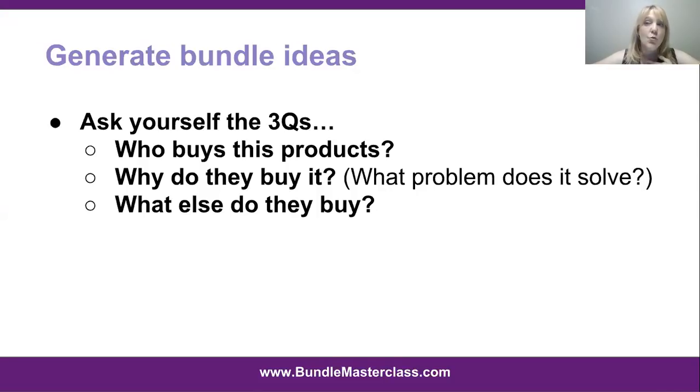And it could be that there's more than one type of buyer for a product. They buy it for different reasons, which is why it's important to ask number 2, why do they buy it? Because it could have 3 or 4 different uses for that product, which are completely different markets. And each one of those ideas is a potential separate bundle idea. And then what else do they buy? Of course, those are your bundle pieces.